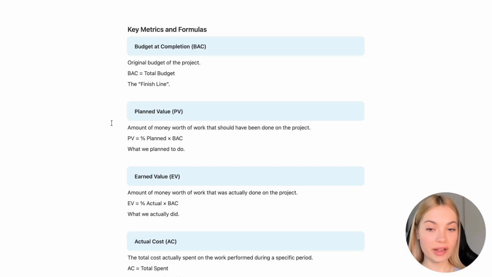Then we have earned value. It's the amount of money worth of work that was actually done on the project. Its formula is percentage of actual work done times BAC, budget at completion. It's what we actually did. Then we have actual cost. It's the total cost actually spent on the work performed during a specific period. It's the total amount of money spent, what we actually paid.